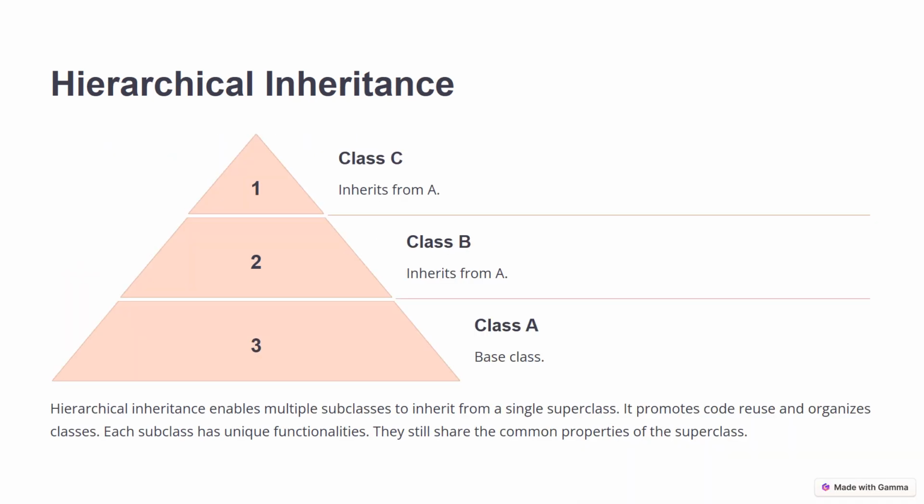Hierarchical inheritance. Hierarchical inheritance enables multiple subclasses to inherit from a single superclass. A single superclass is allowed to be extended by multiple subclasses. It promotes code reuse and organizes the classes. Each subclass has unique functionality. Every subclass has its own unique functionalities and properties along with its parent's functionalities. They still share the common properties of the superclass. As shown in this figure, we divide into a hierarchical manner. Class A is the base class, which is a superclass, and class B and class C are the subclasses which inherit the properties of parent class A.